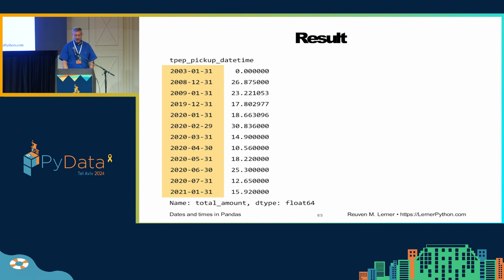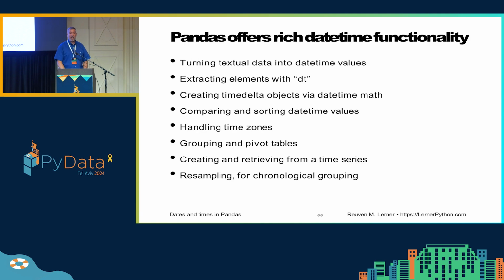Fantastic. Bottom line, Pandas gives you a lot of datetime functionality. We can turn textual data into datetime values. We can extract values. We can create time deltas. We can sort and compare these values. We can handle time zones. We can do grouping. We can do pivot tables. We can retrieve from a time series in a variety of ways, and we can even resample for chronological grouping.